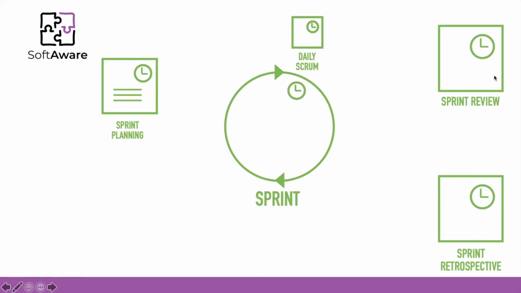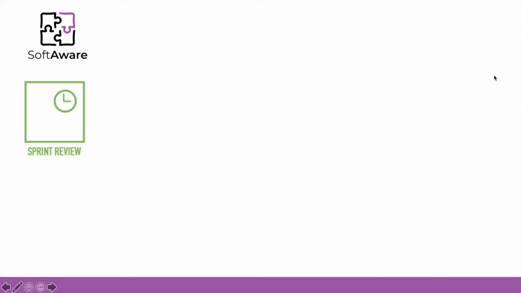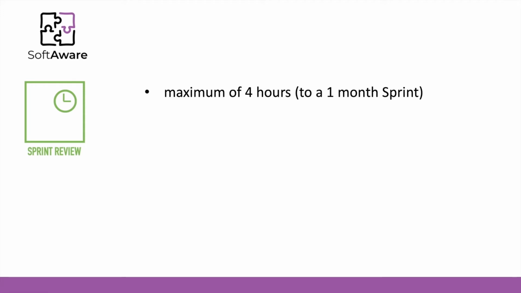So let's focus on the sprint review. The sprint review is, once again, a time box event. So you will have the maximum of 4 hours for a 1-month sprint. So for instance, if you have a 2-week sprint, you should have the maximum of 2 hours dedicated to a sprint review. So what happens in a sprint review?